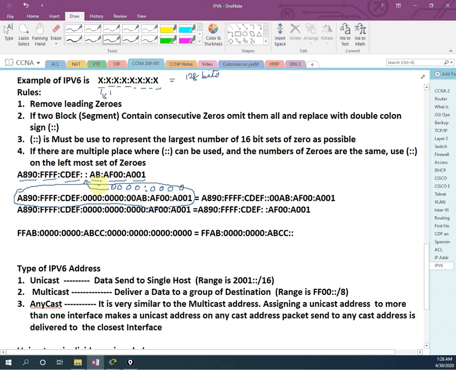So we can shorten it like this also. Okay, did you understand or any confusion? I just wanted to show you, that's why I did that. So we can shorten the IP address; whatever is long, we can write in short also.